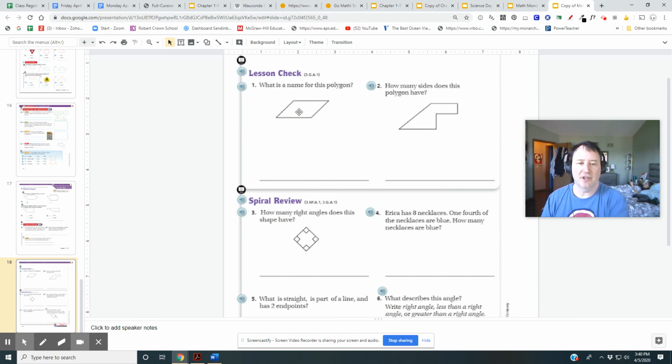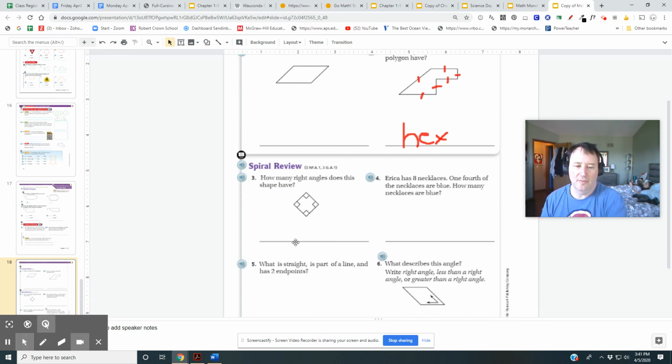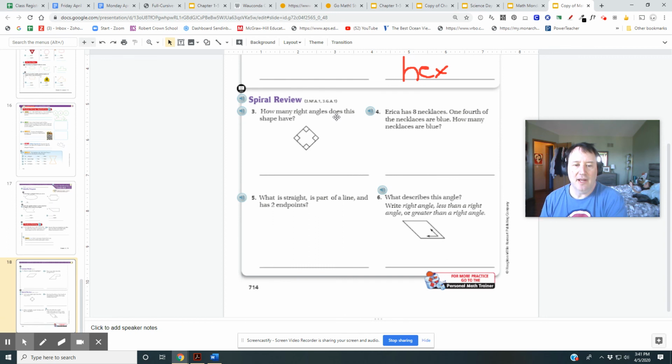Okay, number 1 is a quadrilateral. Number 2 is a polygon. Number 3, 1, 2, 3, 4, 5, 6, is a hexagon. Now let's take a look at the spiral review. How many right angles does this have? 4.